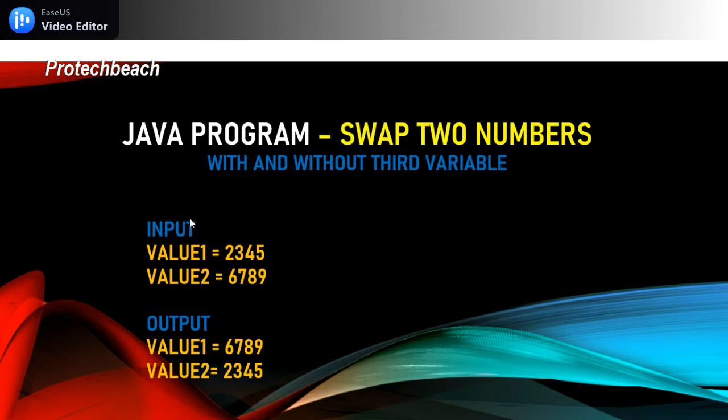Regarding swapping two numbers, suppose the input I take is a value like 2345, and for another variable I have taken 6789. Swapping the two numbers means that after execution of the program, value 1 should get 6789 and value 2 should get 2345. Similarly like this. Okay, this is actually the requirement.